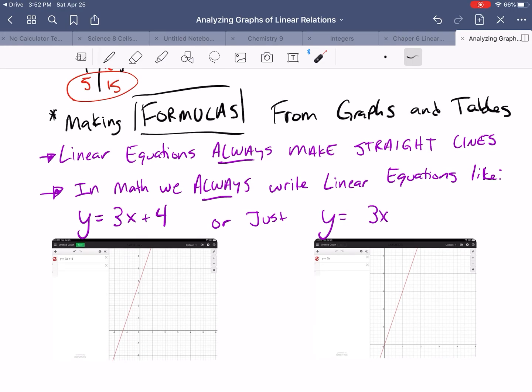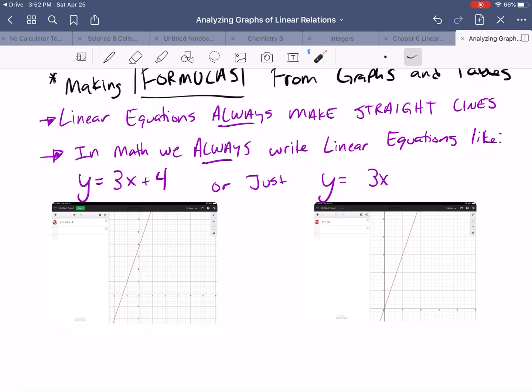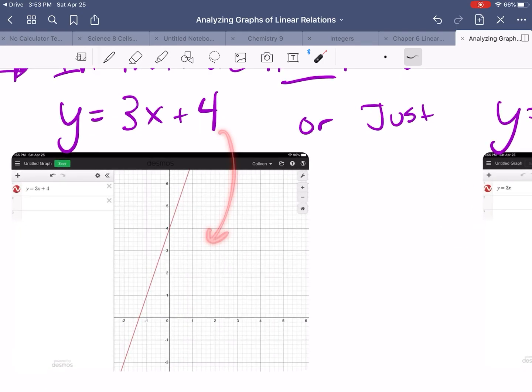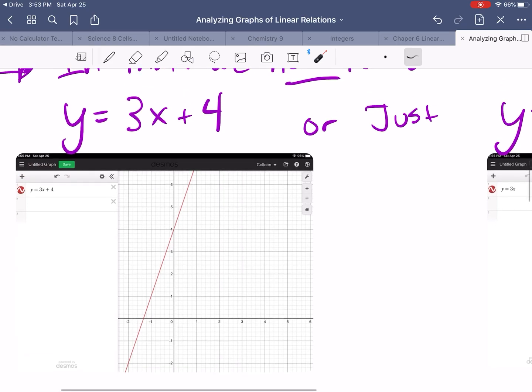And in math, we always write linear equations like this: y equals something x plus 4. That's grade 9 and grade 10, but for now we're going to stick with this one until we get a little bit better at it. So we're going to just say y equals 3x. Below I've shown you a picture of each of these graphs. This graph, when you put it into a graphing calculator, looks like this. You'll notice it's a straight line, and this number 3 indicates the slope of this line.